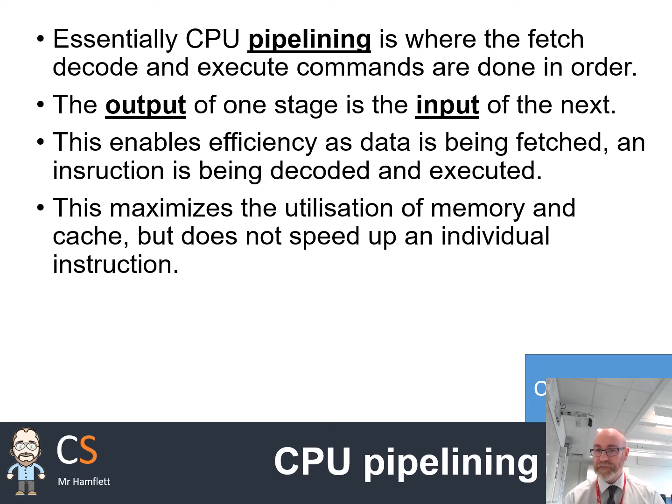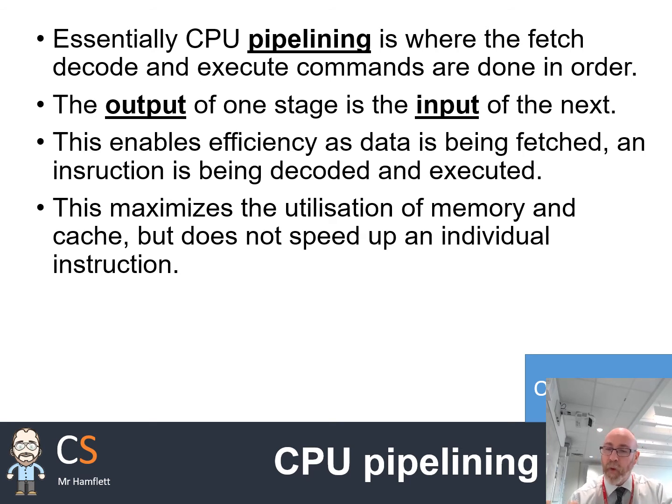Same with the FD cycle. I have to fetch the instruction first. Once it's fetched into the CIR, I can decode it, and once I've decoded it, I can execute it. So every single instruction must go through that process. The output of one becomes the input to the next. Once I've fetched, the output of the fetch is that the instruction has been fetched into the CIR, and that becomes the input to decoding. Once I've decoded the instruction, I know what instruction it is, I can then execute it. So the output of decoding is the input to executing. Hopefully that makes sense.